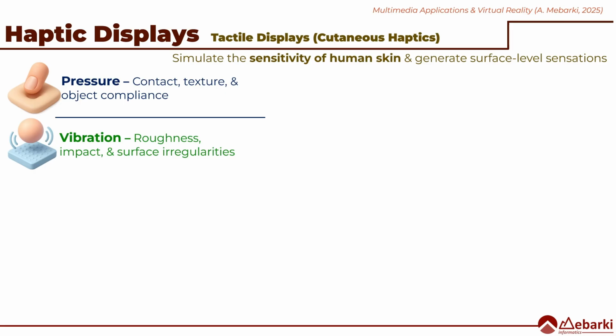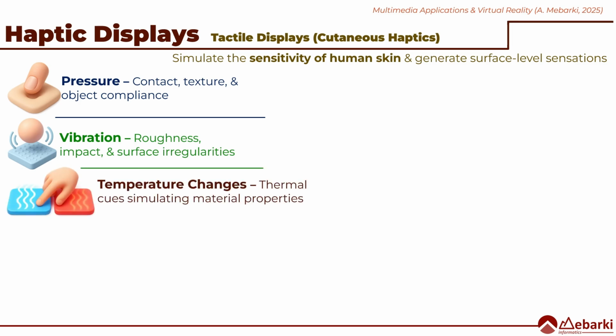High-frequency vibrations can simulate fine textures, while short impulses often indicate collisions or discrete events in the virtual environment. Thermal stimulation introduces sensations of heat and cold, providing material-related cues such as metal, ice, or warm surfaces. Even small temperature variations can significantly enhance realism by reinforcing visual information.